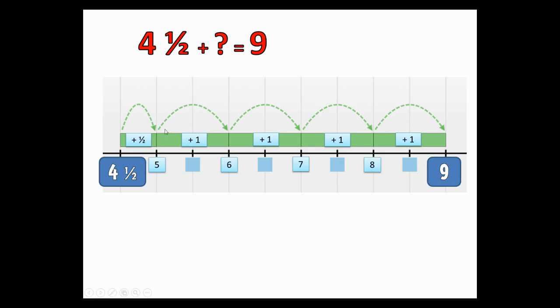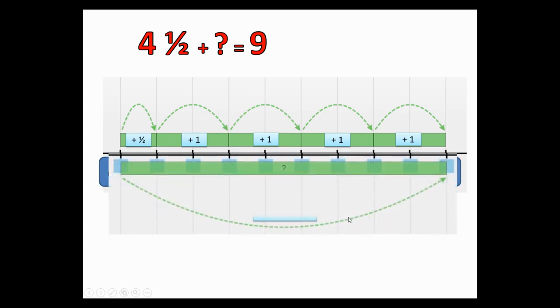So we've gone 4 hops of 1 plus 1 half hop to get from 4.5 to 9. If we add all these hops together, we get a total of 4.5.